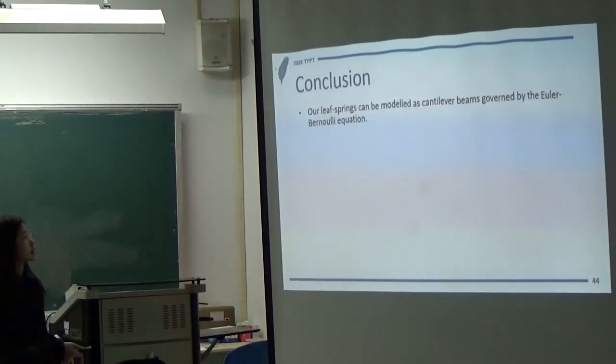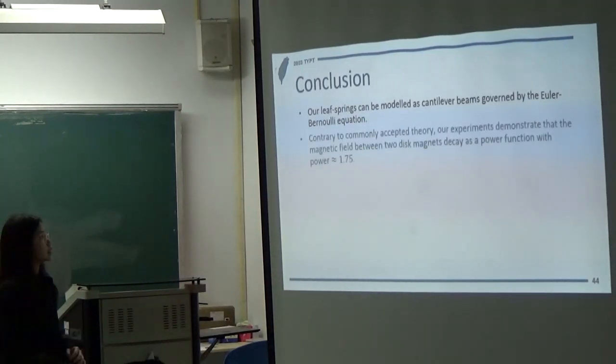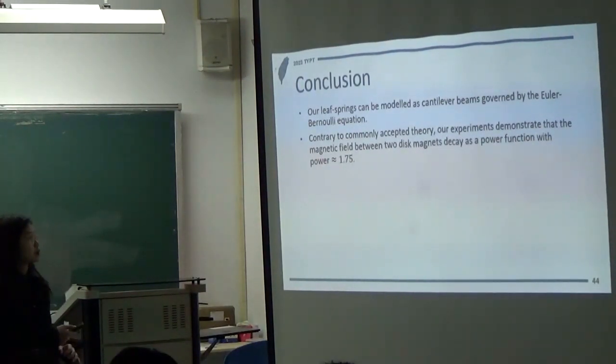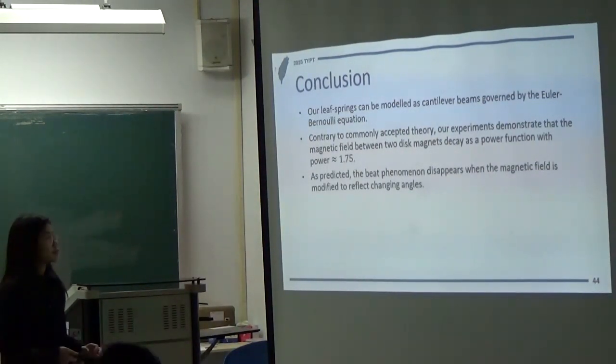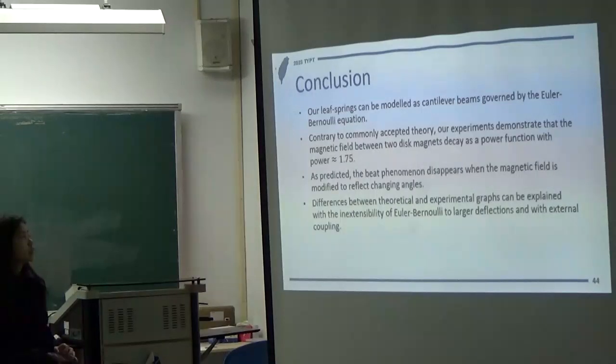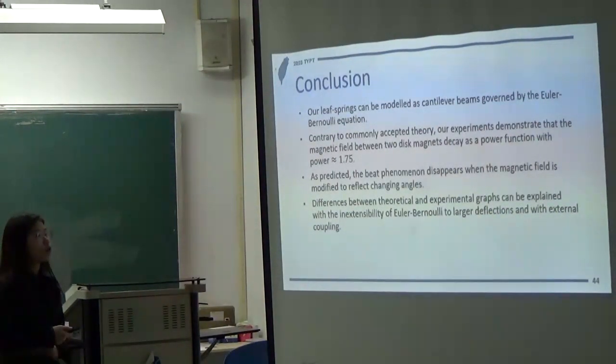So our conclusion is that our leaf springs can be modeled as cantilever beams governed by the Euler-Bernoulli equation. Contrary to commonly accepted theory, our experiments demonstrate that the magnetic field between two disk magnets decays as a power function with a power around 1.75. As predicted, the Phi phenomenon disappears when the magnetic field is modified to reflect changing angles. Differences between theoretical and experimental graphs can be explained with the inextensibility of Euler-Bernoulli to large deflections and with external coupling.